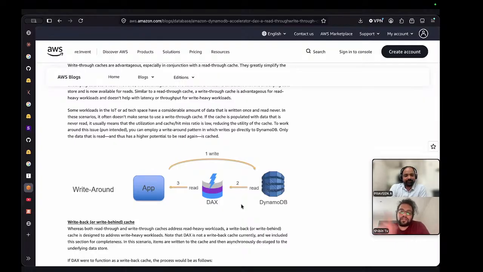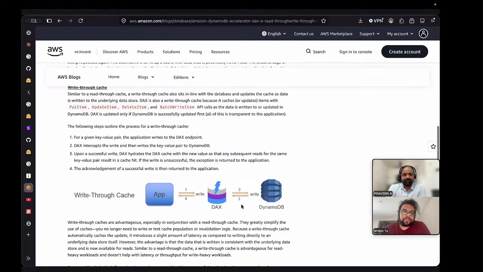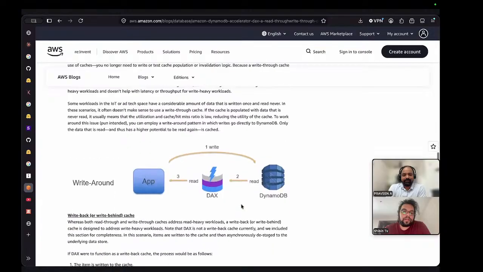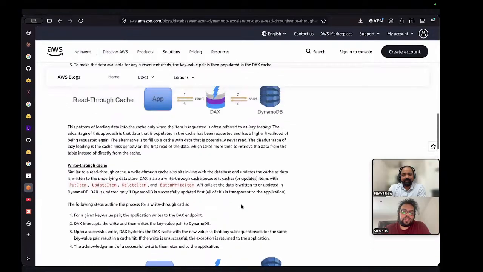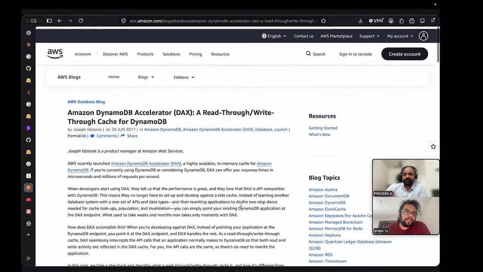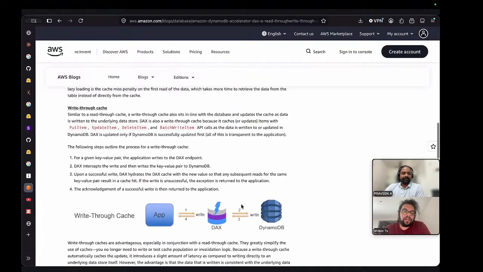It just keeps the caching service. You directly go to the parent for the write. Whenever the read comes, it goes through your cache layer. So these are all the patterns, right?